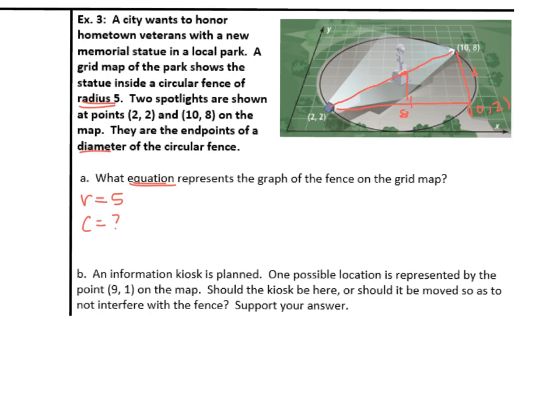Now if we want that statue right in the middle, that means I'm going to cut the 8 in half here, and the 6 in half on the right-hand side, which means I've gone 4 units to the right from that spotlight, and then it looks like I've gone up 3 units to get to the center. So if we were at (2, 2), and we go 4 to the right and up 3, our center would be at (6, 5).